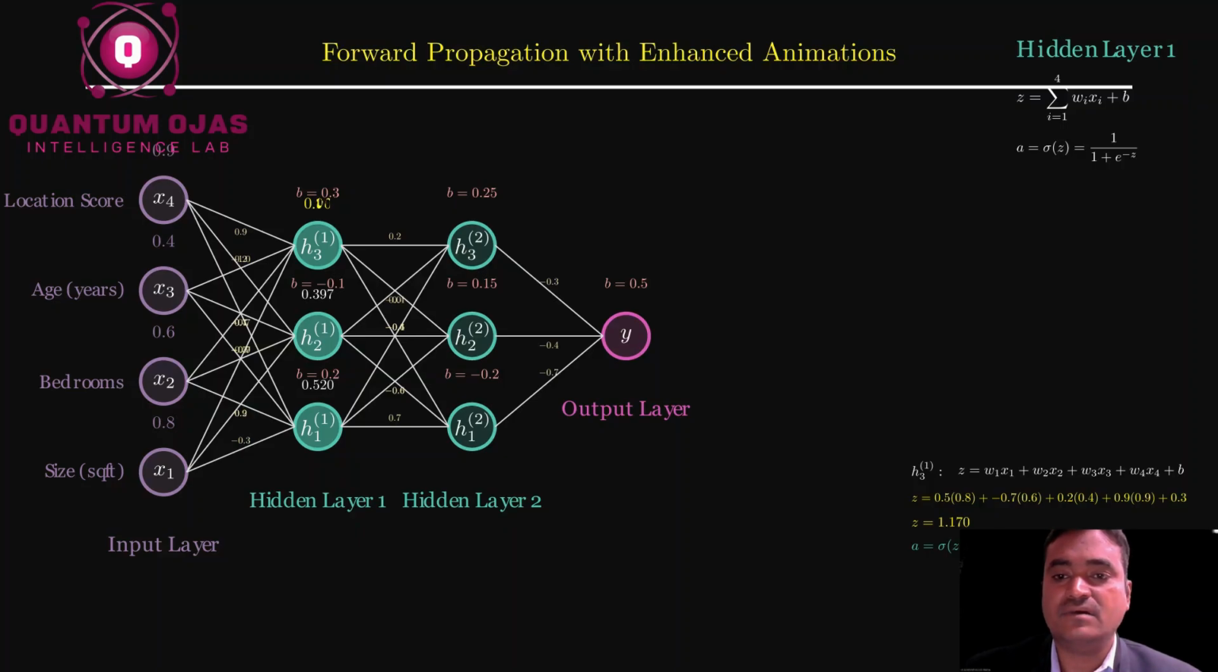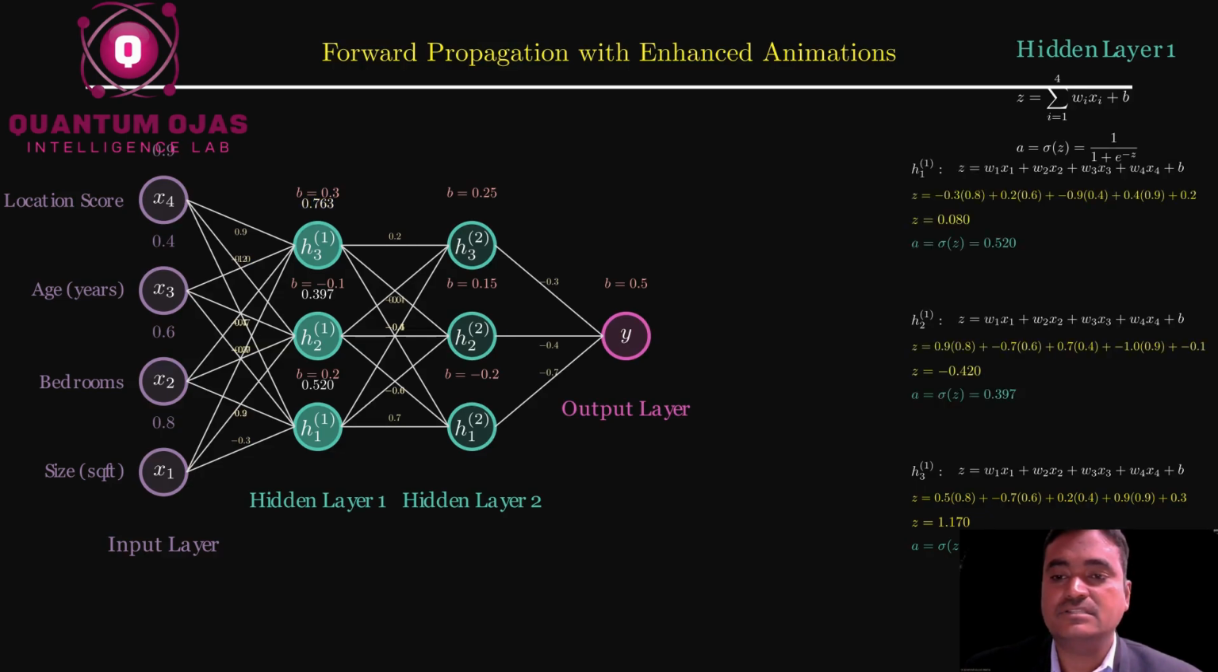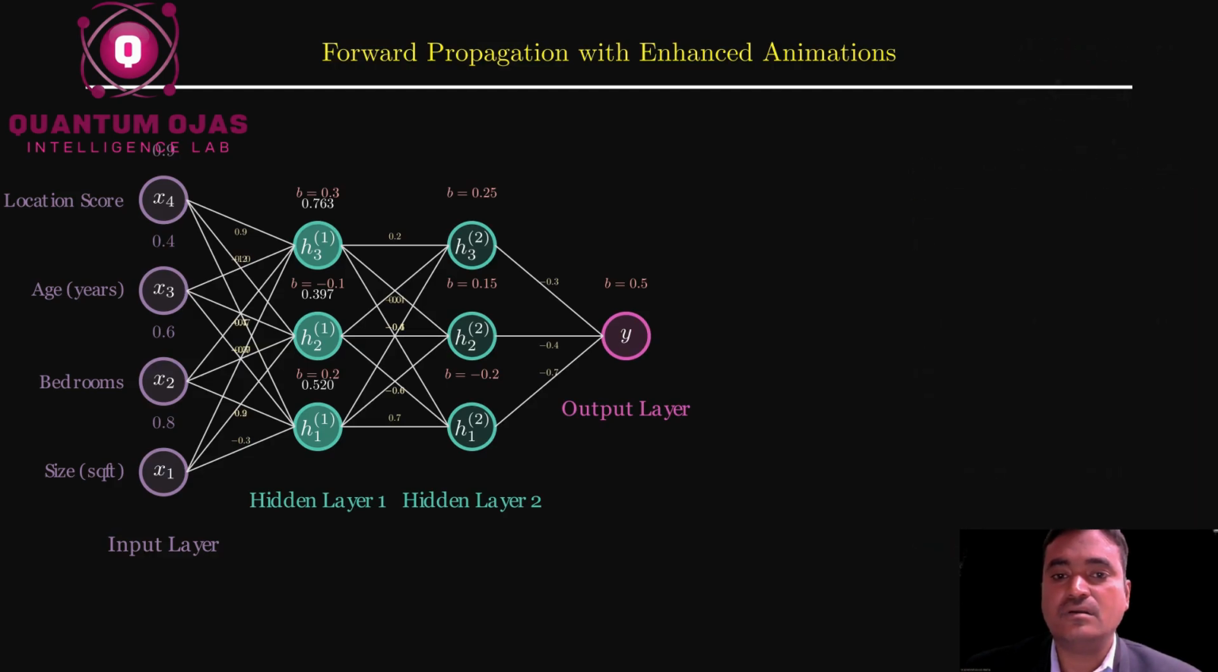Now let's see our network in action with a real-time example. Above our input neurons, purple numbers appear: 0.8, 0.6, 0.4 and 0.9. These are normalized values representing a specific house: fairly large size, moderate bedrooms, relatively new, and excellent location.